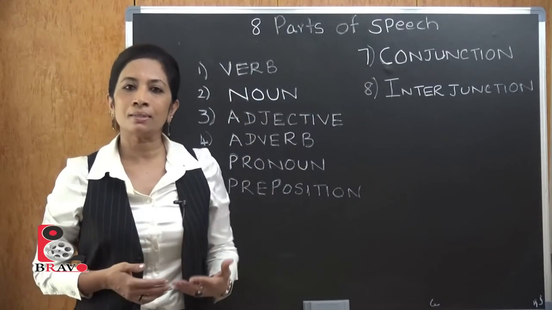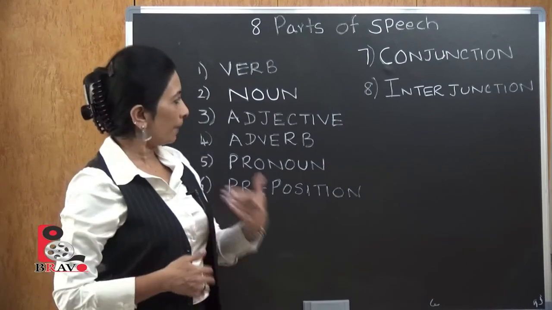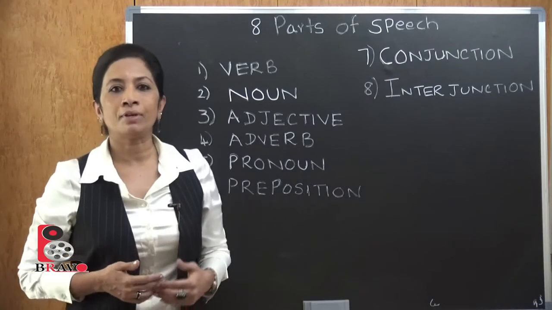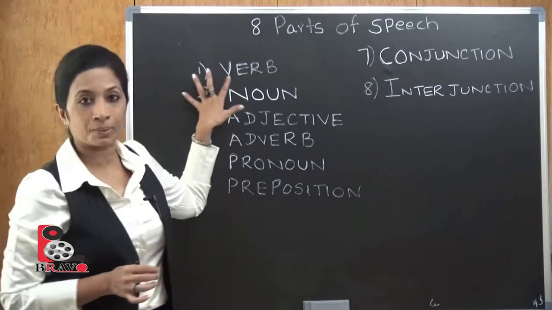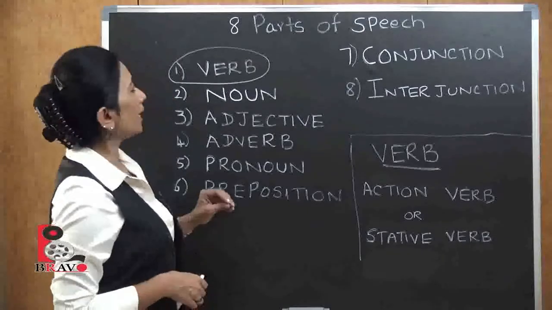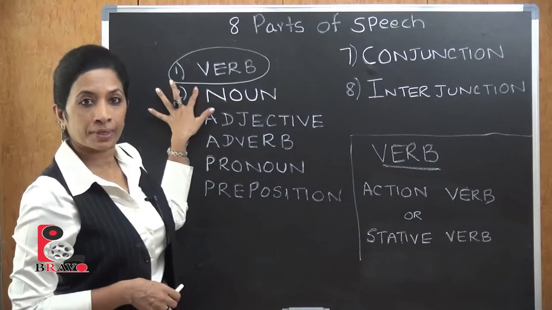Once we master these, then I think we've got the language all sorted out. Then little by little I'll go into the higher level of it, but now let me just start off so simple with the first one, which is the verb. In the 8 parts of speech that we spoke about, the first one is called the verb.